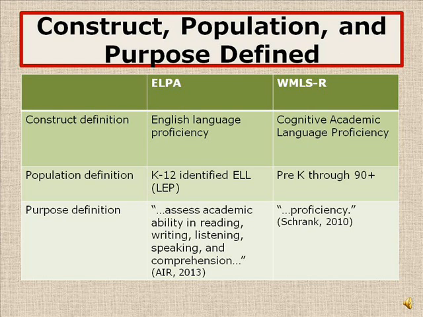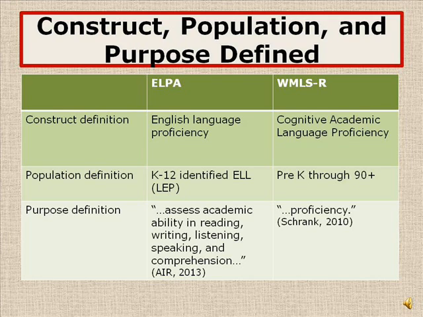The construct, population, and purpose defined. The first column, construct definition. The ELPA reports on English language proficiency in reading, writing, listening, speaking, and comprehension. The Woodcock-Munoz, cognitive academic language proficiency, better known as CALP. CALP often has a partner, BICS, B-I-C-S, which basically represents the social language proficiency a student acquires.